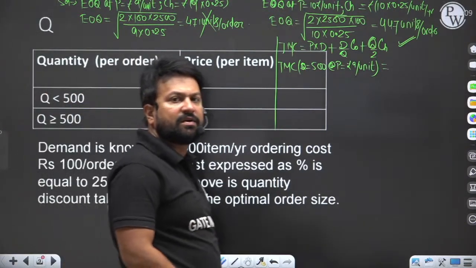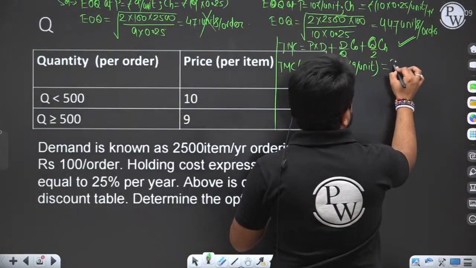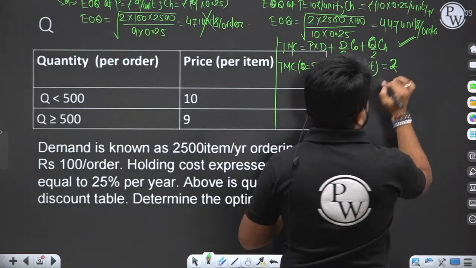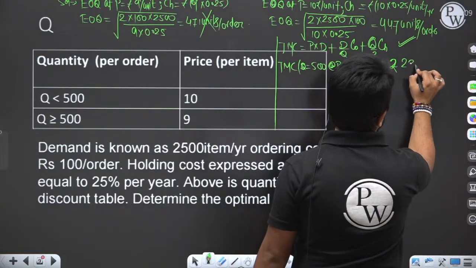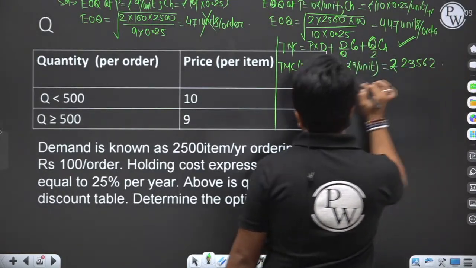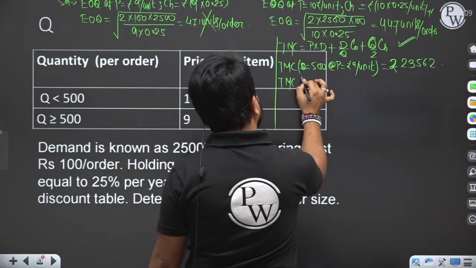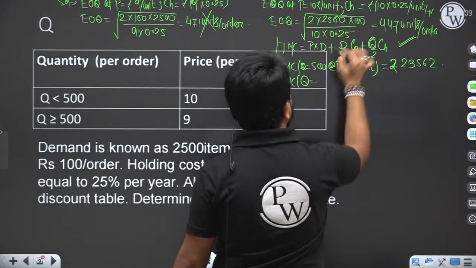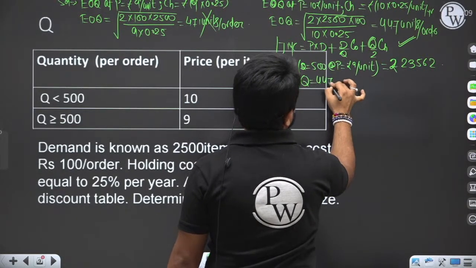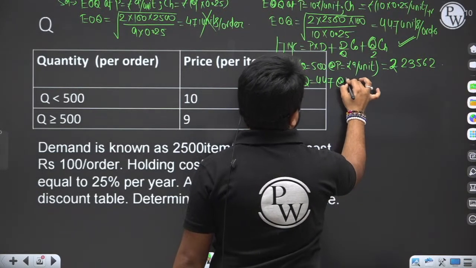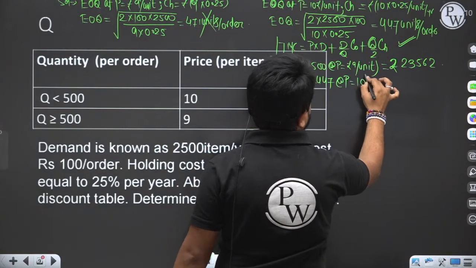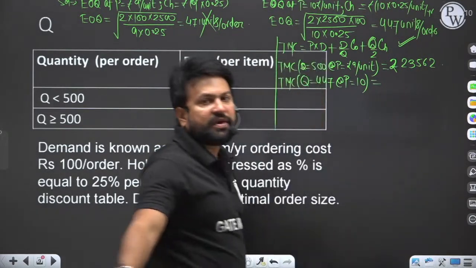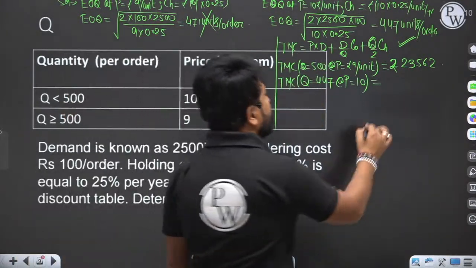So the total material cost at 9 will be rupees 23562. Find out the total material cost when you purchase Q equal to 447 at a purchasing price of 10. It will become 26118 rupees.